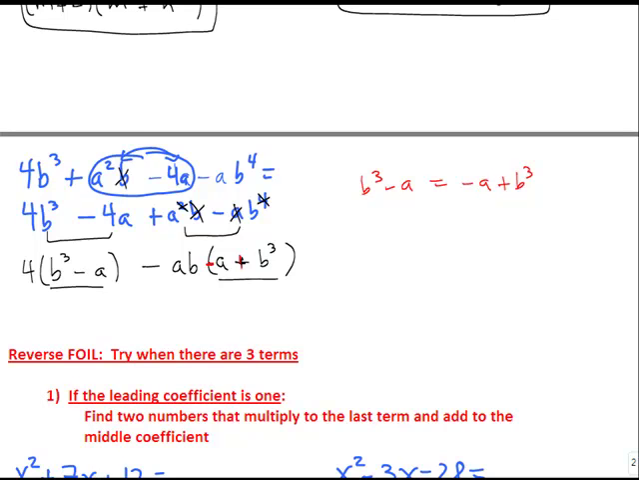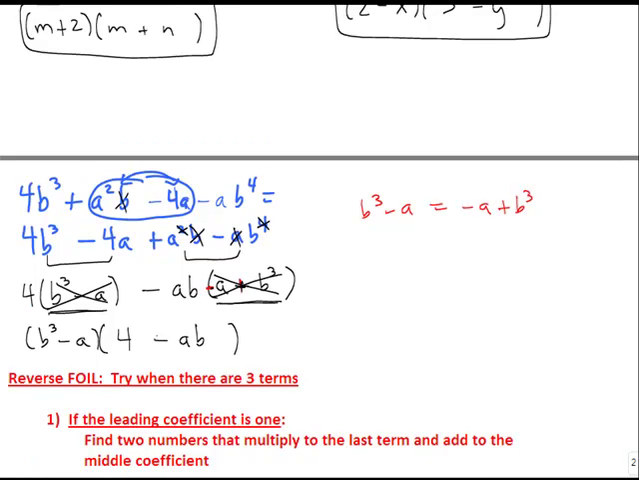All right, so I think we are all set to finish the problem. Since this matches this, we can factor it out, and you can factor either order, it doesn't really matter. I'm going to factor out the b cubed minus a, and if I pull that out, this is gone, so I'm left with 4 minus ab.